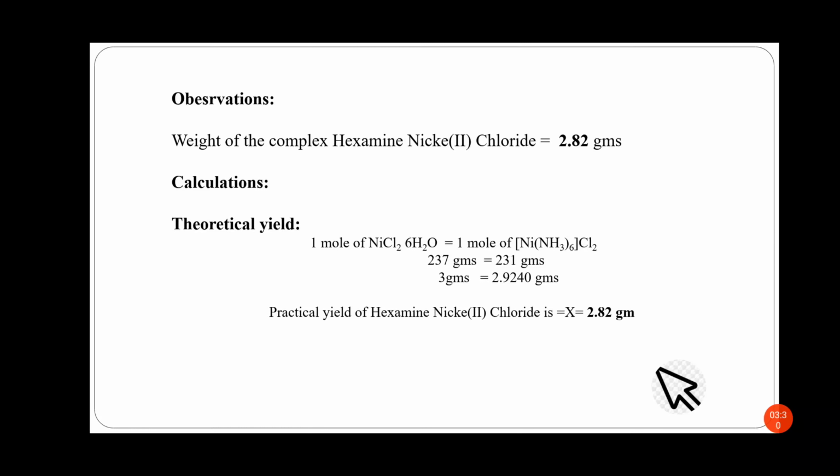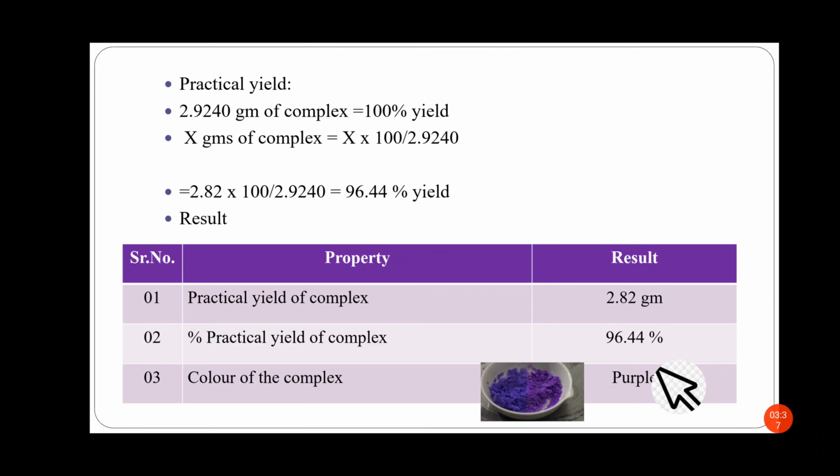We know that the practical yield of hexaamine nickel(II) chloride we obtained is X equal to 2.82 gram. The theoretical yield is when we get 2.9240 gram of the complex, it means that we get 100% yield. Now for X gram of complex, where X is equal to 2.82, we multiply it by 100 and divide by 2.9240, which is equal to 96.44% yield.